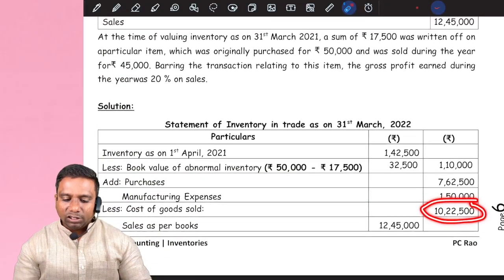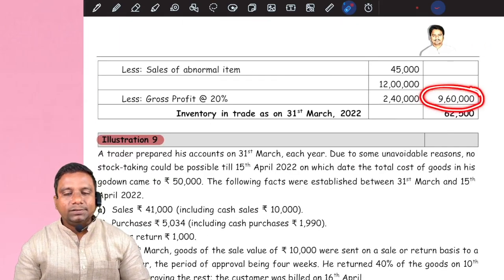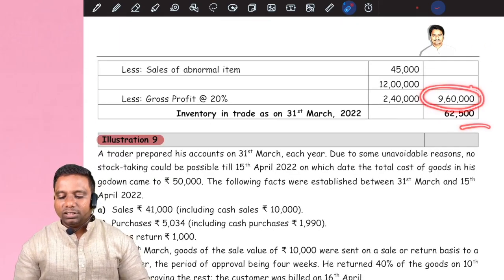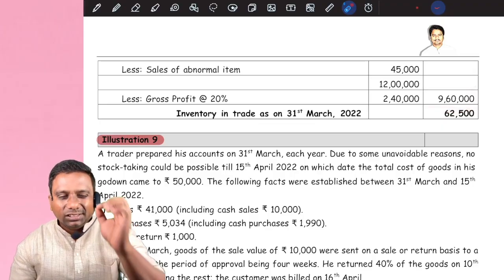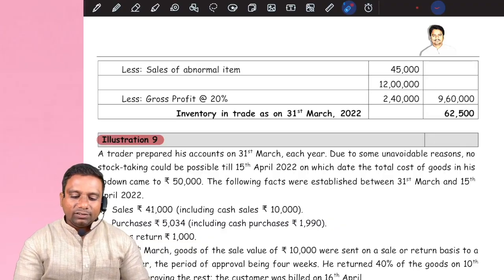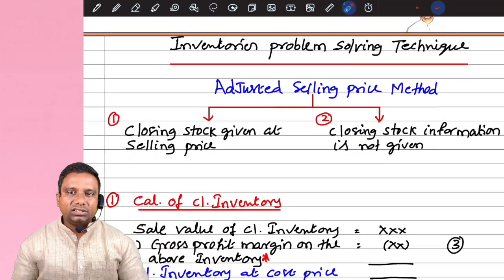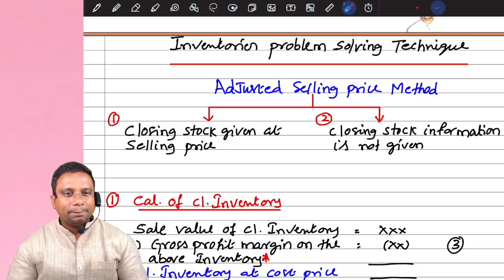This is the cost of goods available for sale: 10,22,500 cost of goods available for sale, and 9,60,000 is COGS. The remaining amount is nothing but closing inventory. This is a very simple technique, students. Hope you understood this technique. You can follow this technique now for n number of problems based on adjusted selling price. Clear?